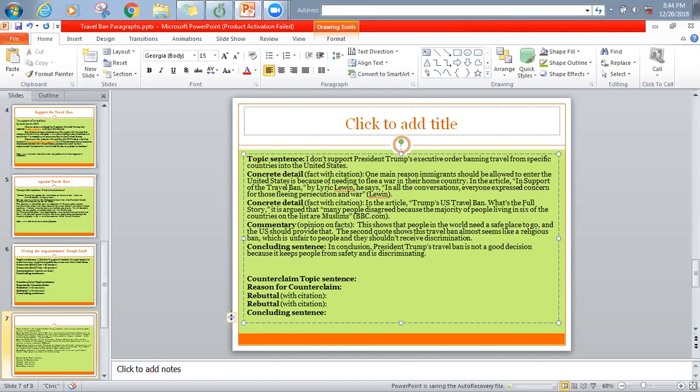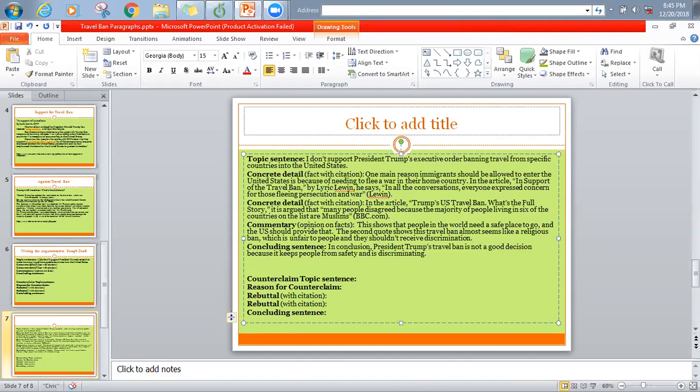Tawny, do you remember at all what is a counterclaim? Okay, well, that's all right. All right, so a counterclaim is an argument that is made by somebody who was on the other side of the issue. An argument made by somebody who was on the other side of the issue.